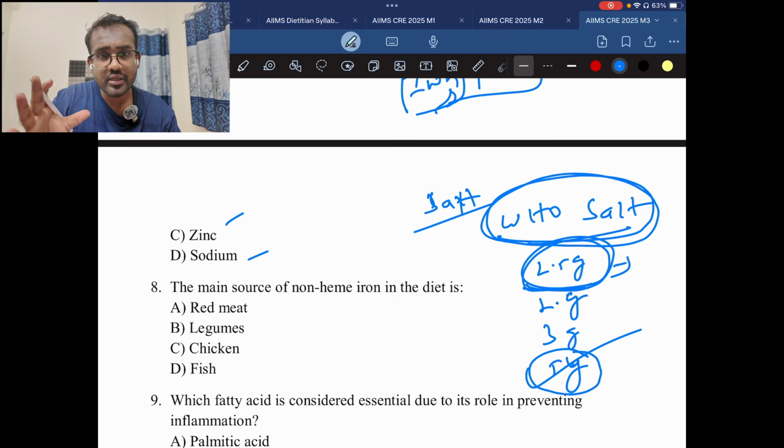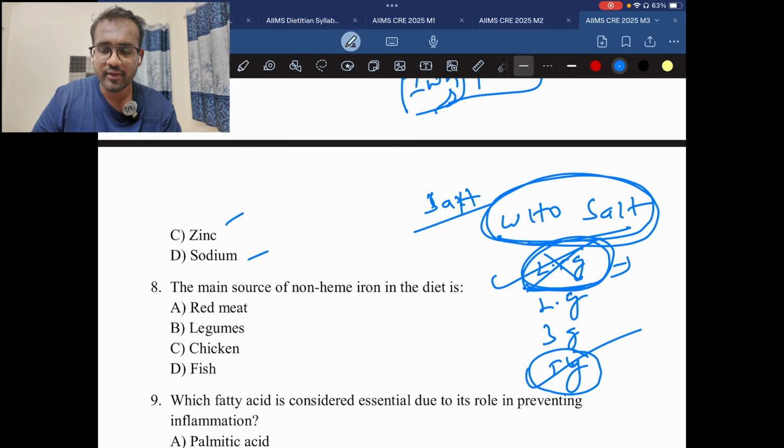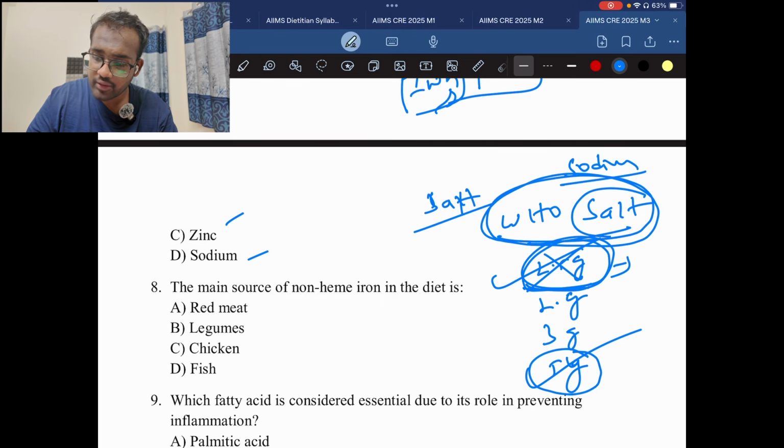This is how they ask small tricky questions in AIIMS, where you will get a lot of confusion. You see 2.5 grams, think it is the answer, tick it, and feel confident that you got it correct. But actually it is the wrong answer. They have not asked about sodium. They have asked about salt.